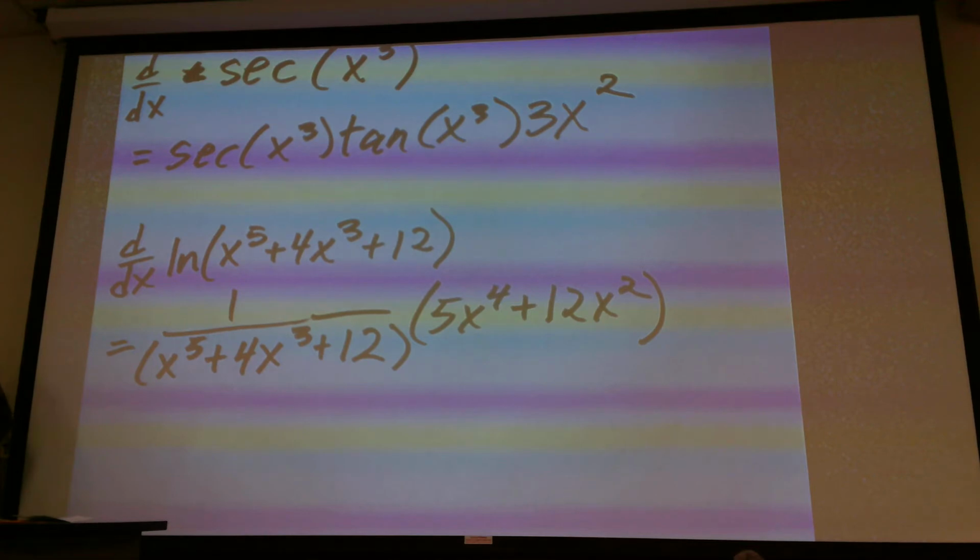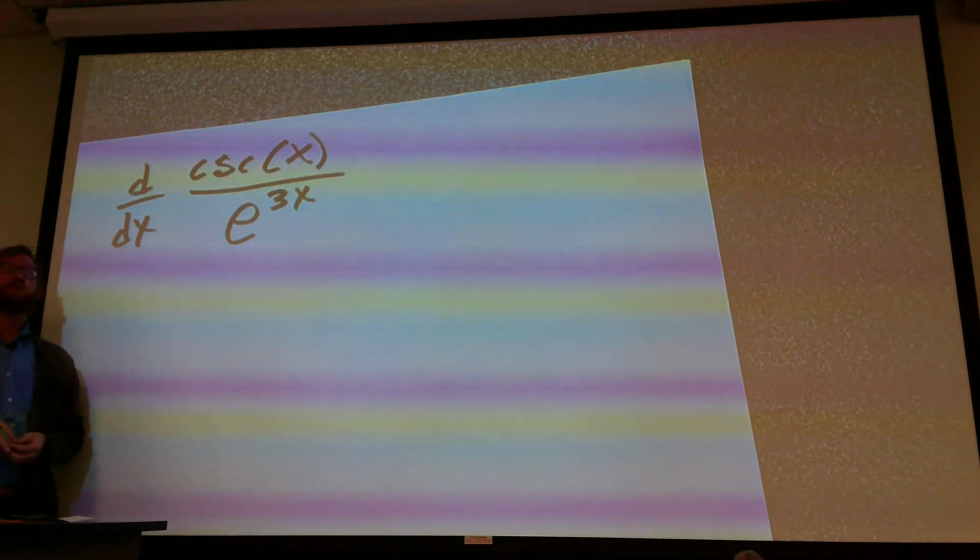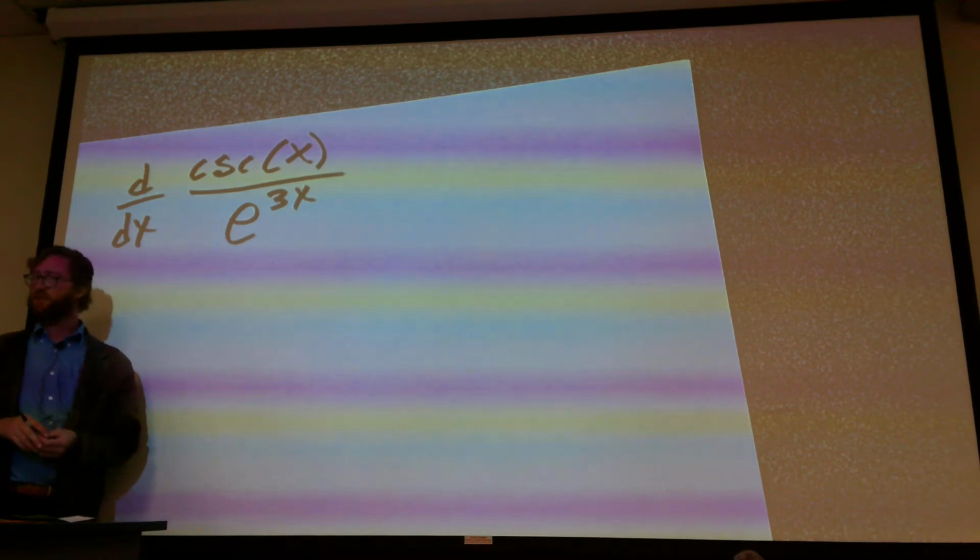Okay, so this next problem is going to be a quotient rule. Okay. So we are going to try to take the derivative with respect to x of cosecant of x divided by e to the 3x. All right. Now remember, the quotient rule is f prime g minus fg prime, all of that divided by g squared. Okay? So, where f is on top and g is on bottom.